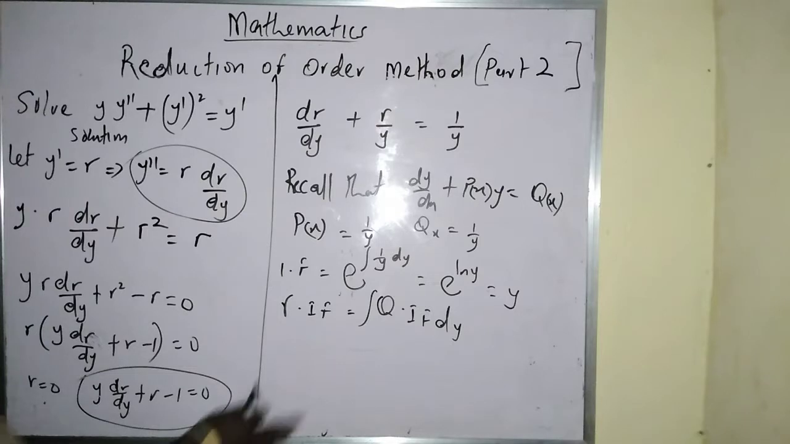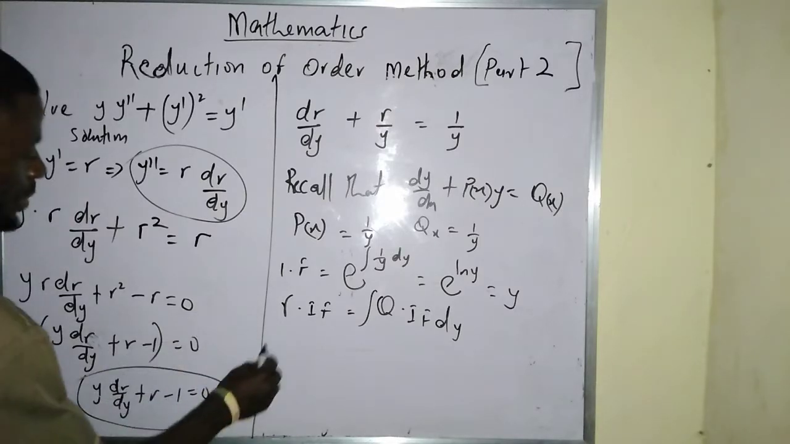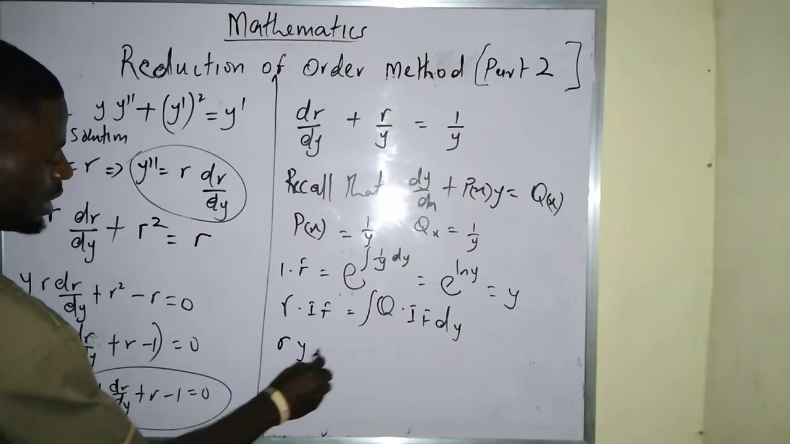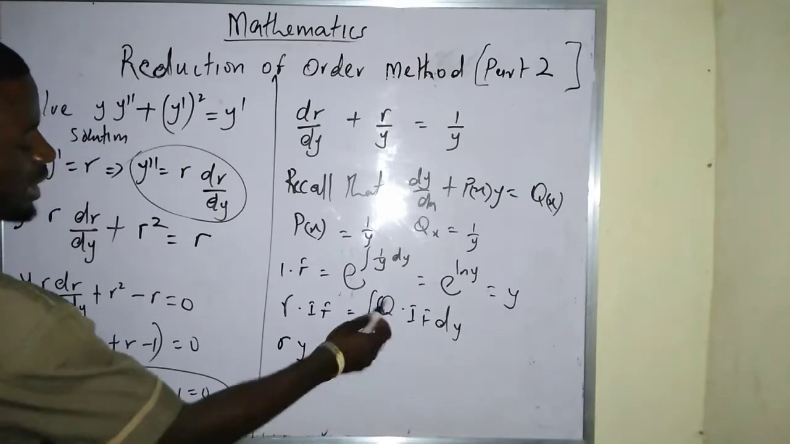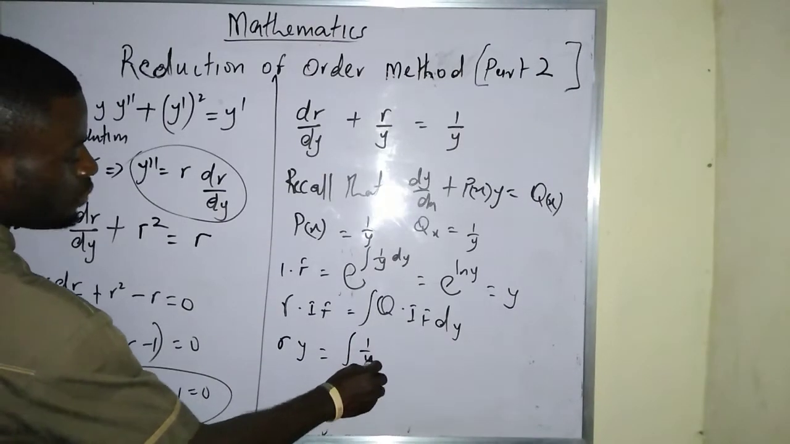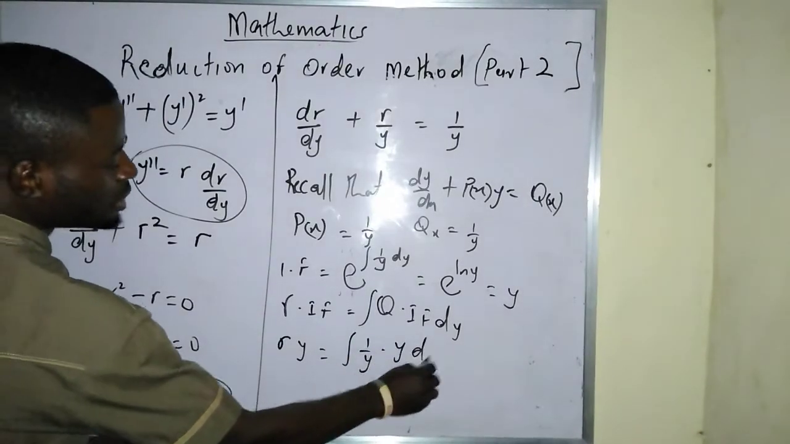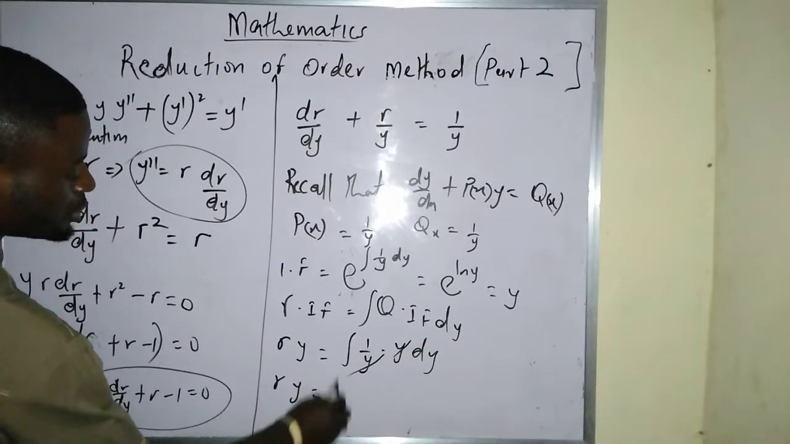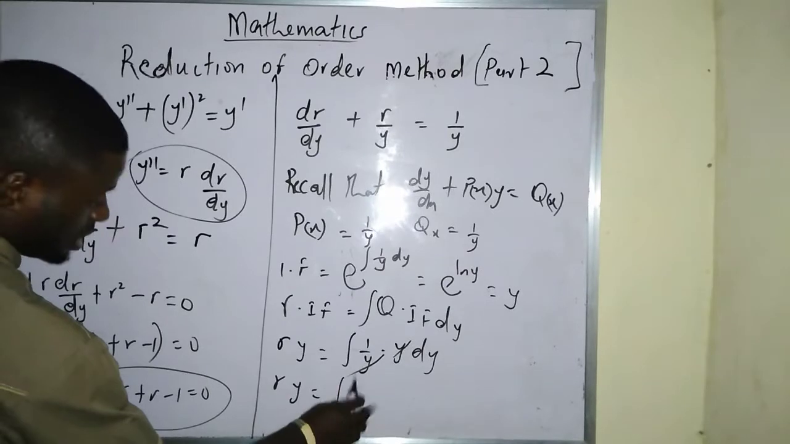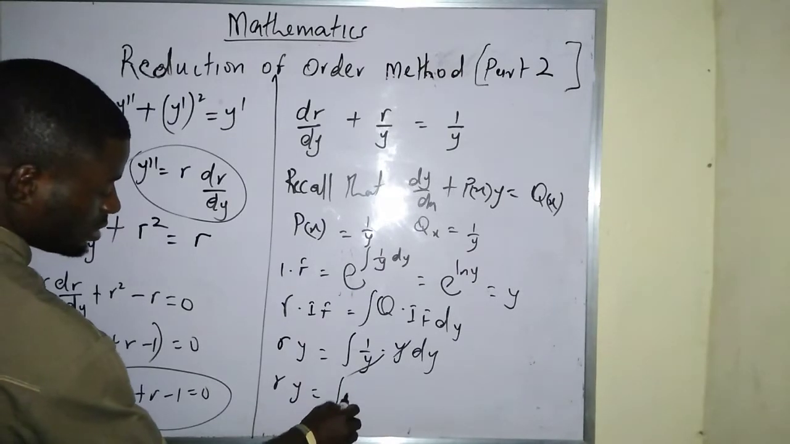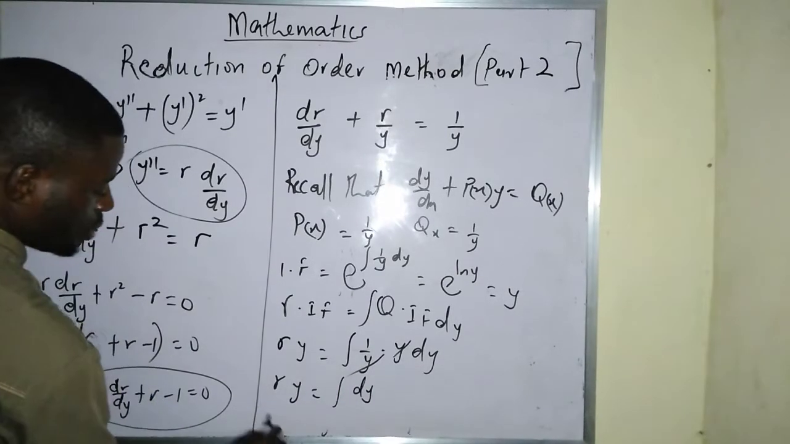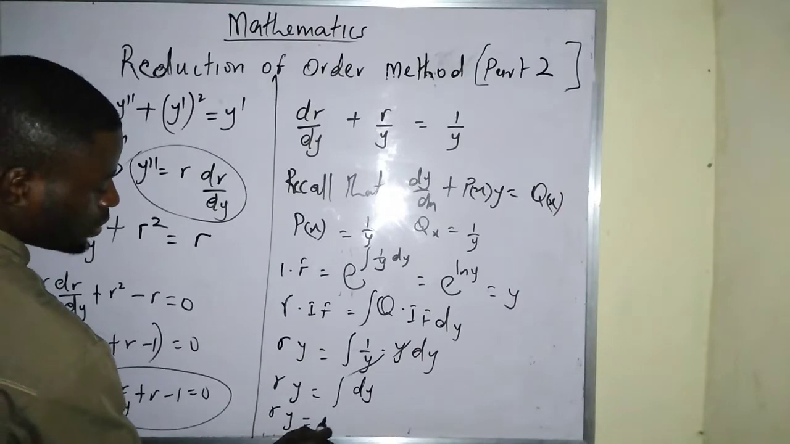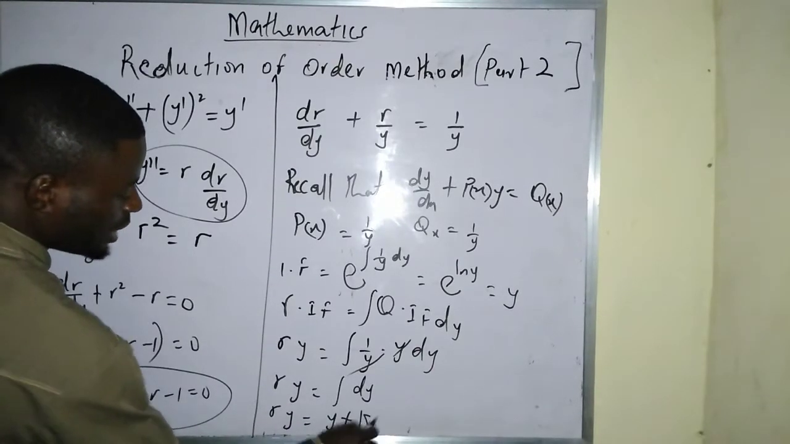What is my integrating factor? It is y. What is my q of y? I will now have r of y equals the integrating factor times q of y dy, which will cancel this. My ry equals the integral of dy, which gives y plus k.